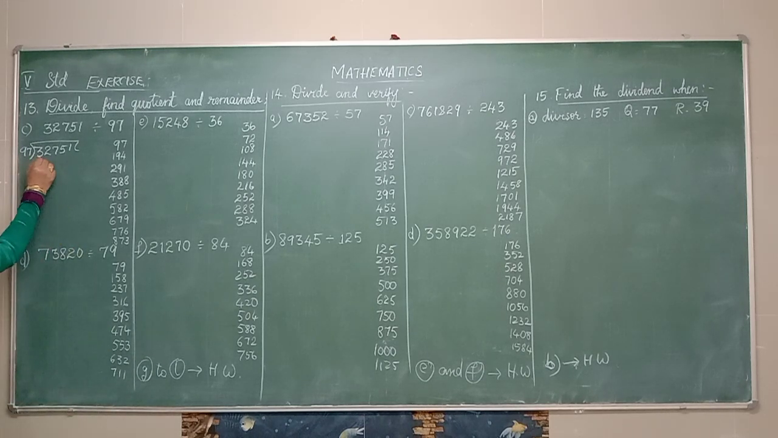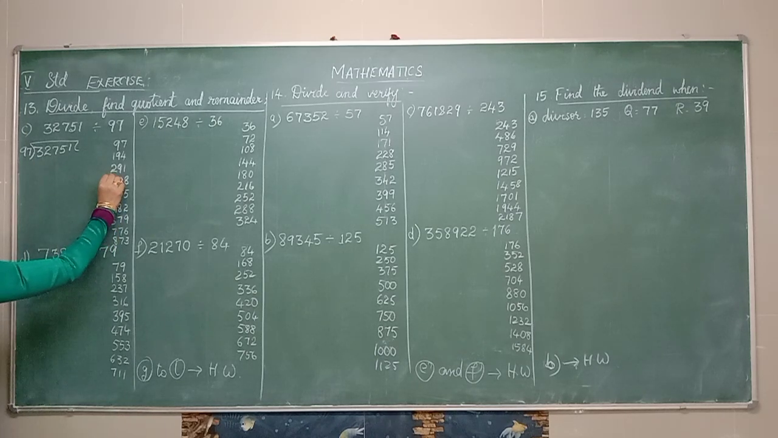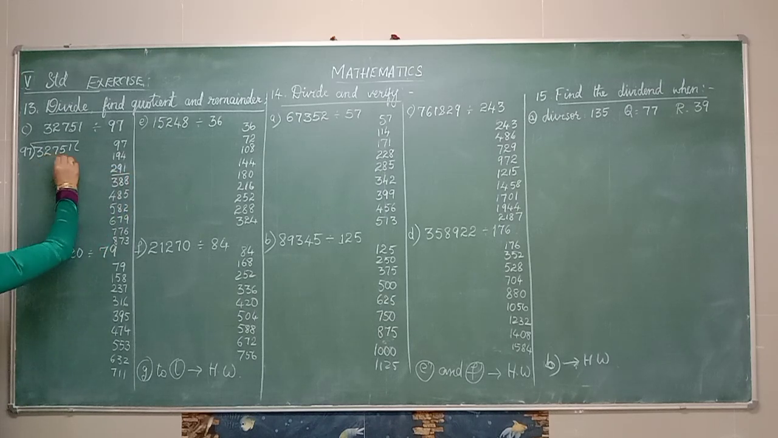So it becomes 327. Now 327 in the 97 table. The 97 table is already written. Where does this 327 come? This 327 comes here in between 291 and 388. So what you have to do? See, 1s are, 2s are, 3s are. So it is 3. 3s are how much? 291.